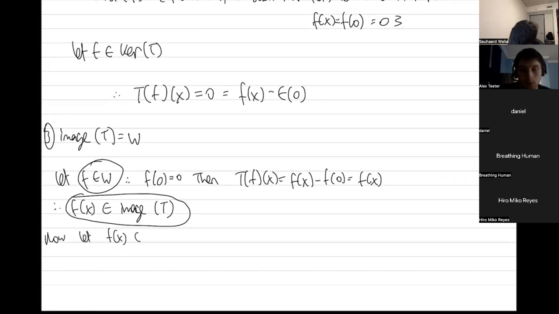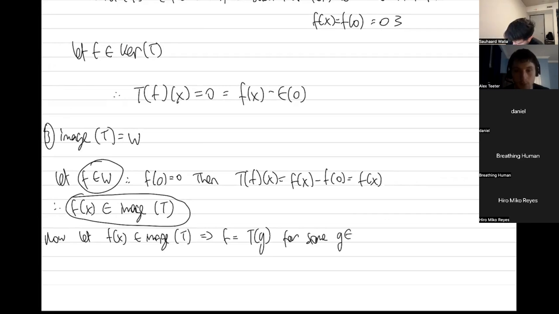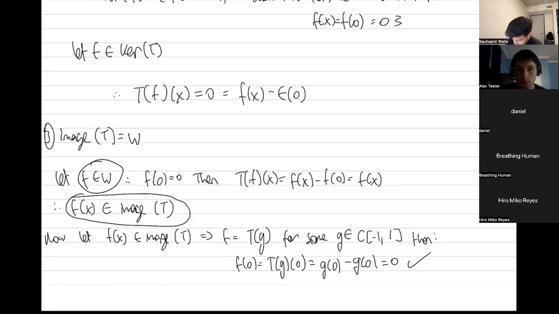let f(x) be a part of the image of T, and therefore f is equal to T of g for some g, a part of the domain, which is continuous functions from -1 to 1, right? That's all we mean by the range or the image. Then f(0) is equal to T of g of 0, which is equal to g(0) minus g(0), which is equal to 0. And this is true. Therefore, f is a part of W.